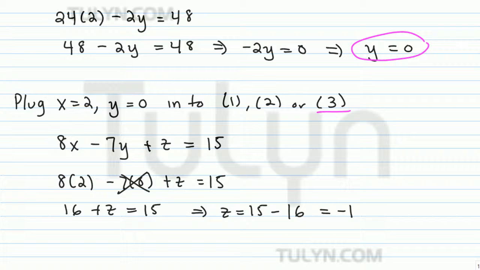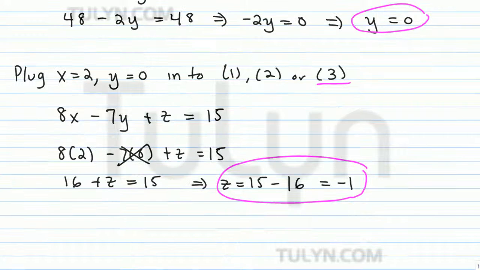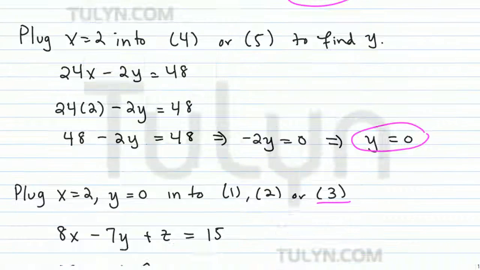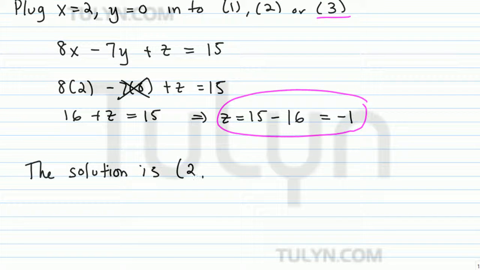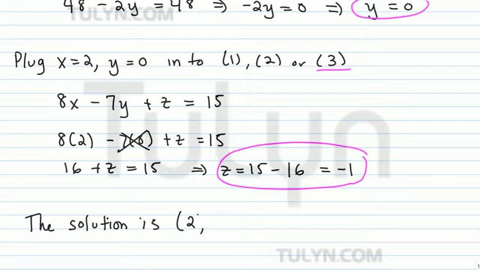And then subtracting 16 from each side, we get that z is equal to 15 minus 16, which is negative 1. So now we have found our x, y, and z, and we want to express our answer in terms of an ordered triple. So our final statement is the solution to the system is the ordered triple (x, y, z). So x is 2, y is 0, z is negative 1.